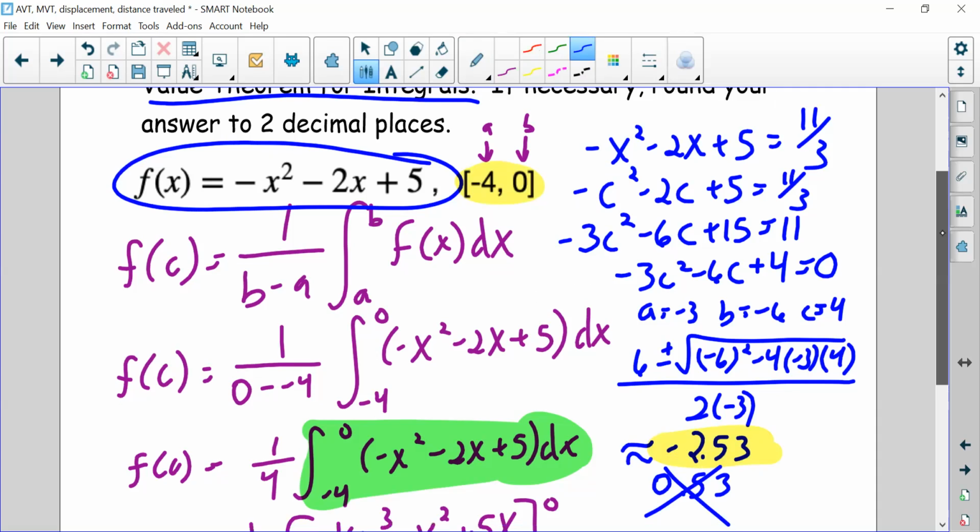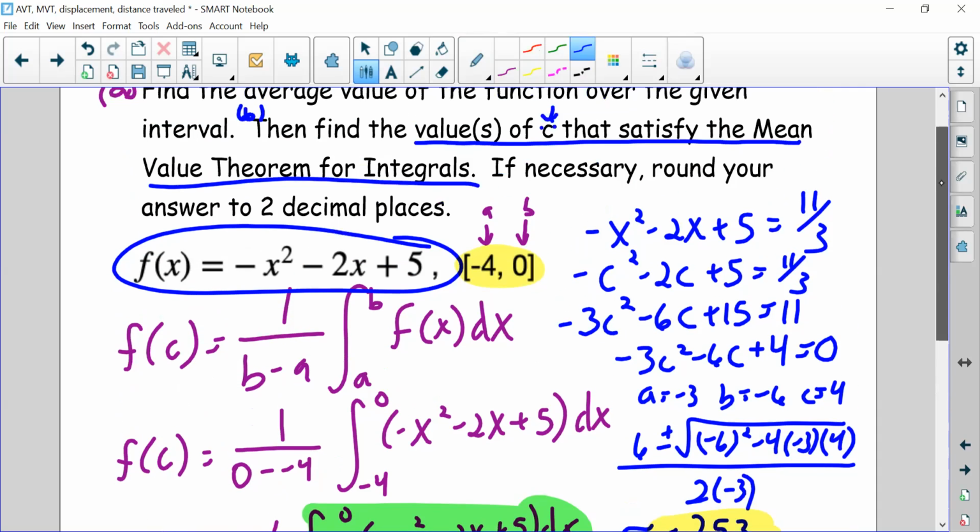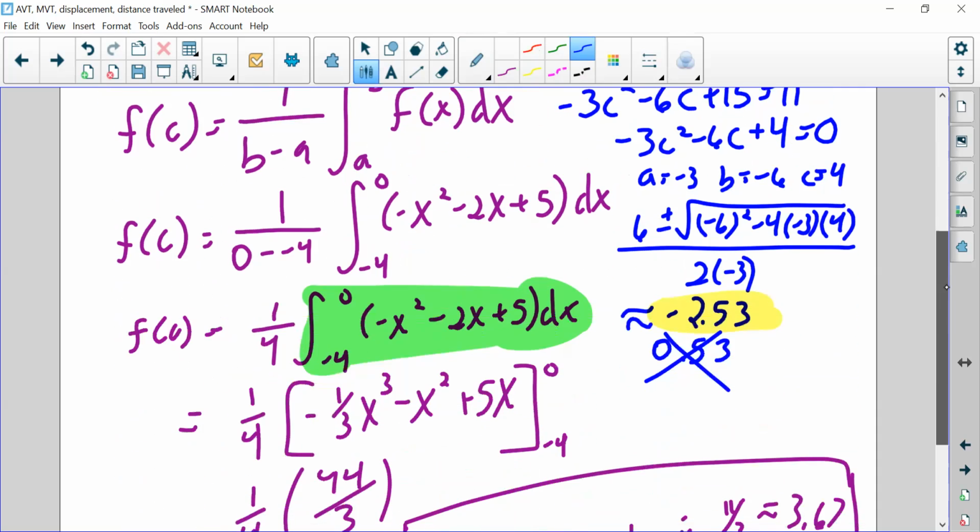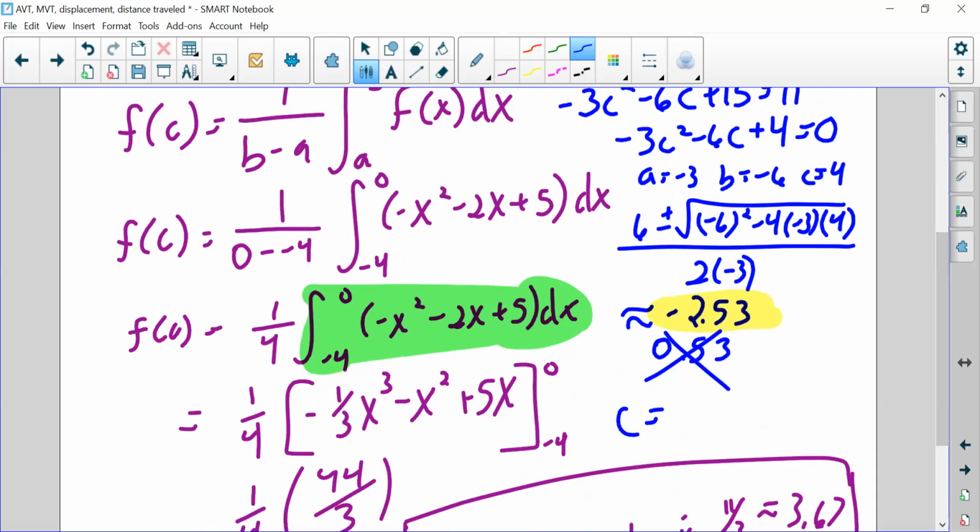So to answer my question, find the value of C that satisfies the mean value theorem. That would be C is equal to -2.53. So I rounded here at the end. And that is how you do average value theorem for integration. Okay, do problems, the first 5 problems.